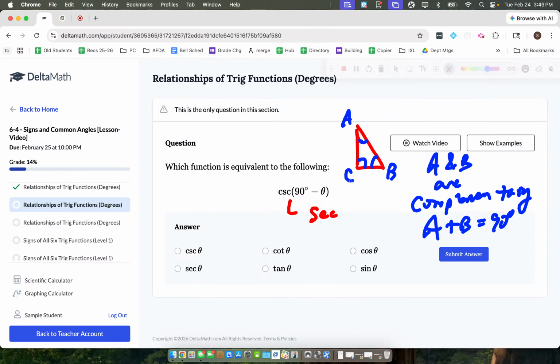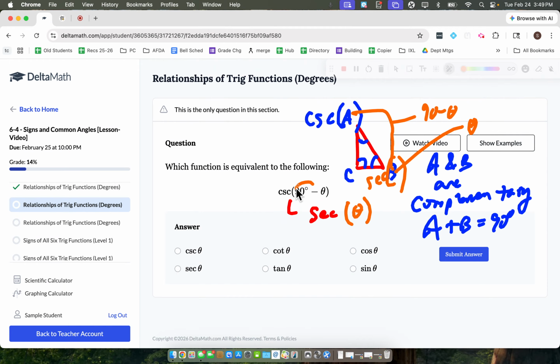Well, guess what? The cosecant of A is the same as the secant of B. And if A is 90 minus theta, then B is theta. So these two angles are complementary. And if they're complementary, then their cofunctions are equal to each other. Okay?